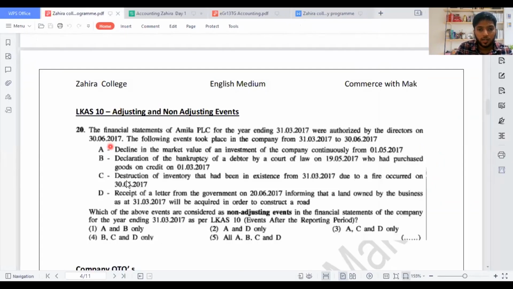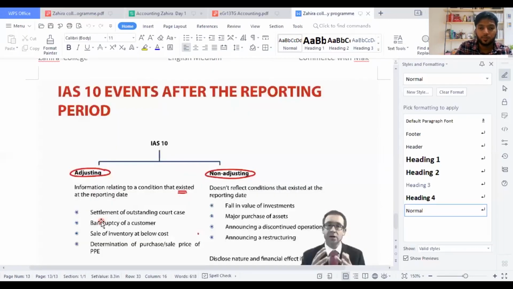It says the declaration of the bankruptcy of a debtor by a court of law on 9th May 2017, who had purchased goods on credit on 1st March. Now this guy has been declared bankrupt, so the condition existed at the reporting date. You can see the guy is becoming bankrupt, so it becomes an adjusting event. Then we move on to the next part of the content.